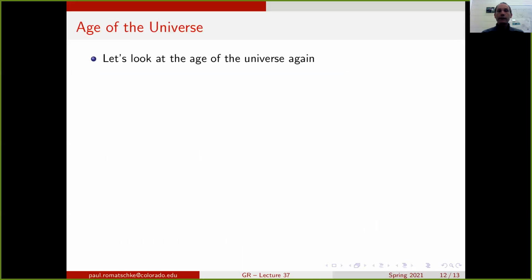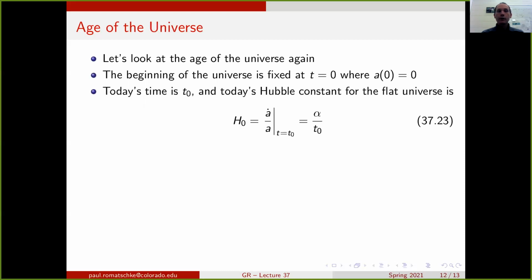We can go back and have a second look at the age of the universe now that we have a specific solution for the scale factor. Again, we fix the beginning of the universe at time t equals 0, and we define it by saying that the scale factor at this point has to be 0, which is well satisfied by our solutions. Then, of course, today's time is t0, and we can easily get today's Hubble constant, which is just a-dot over a evaluated at t0. And that is just alpha over t0 for our explicit solution of the scale factor. Note that this is not an approximation, this is an exact consequence of the solution that we have.